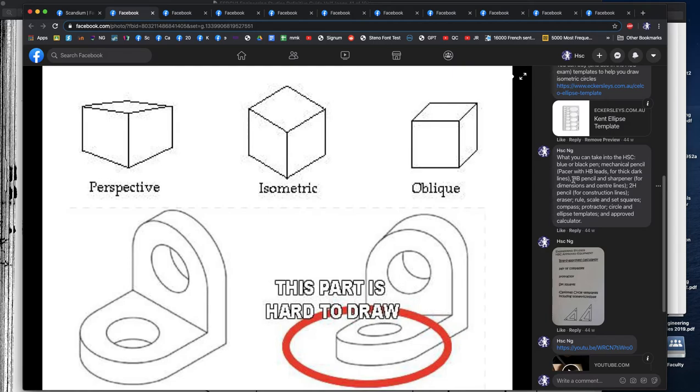You can use an HB pencil and a sharpener, which you use to draw dimensions and center lines. You can use a 2H pencil, which you should use to draw out your shape initially, to draw out an outline, which we call construction lines. We haven't talked about those yet. You can bring in an eraser, a rule. Most people use the term ruler, but technically the more formal engineering term is a rule.